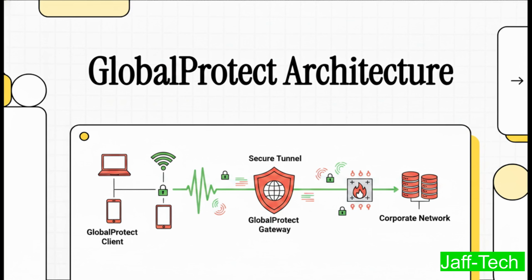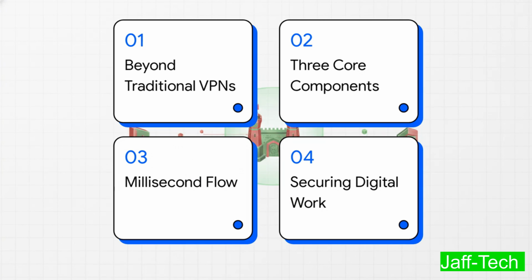We're looking right under the hood to see exactly how this system keeps your digital workspace locked down, literally anywhere in the world. So here's our roadmap. Section 1 is beyond traditional VPNs. Section 2, the 3 core components. Section 3 covers the millisecond connection flow. And finally, Section 4, securing your digital workspace. Let's get right into it.